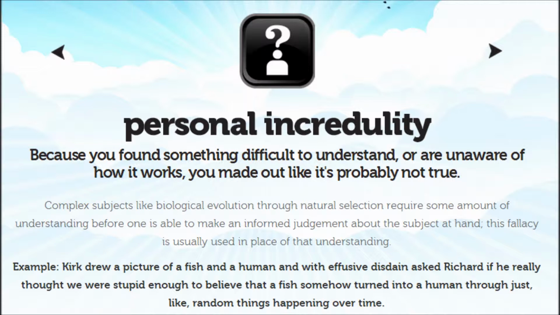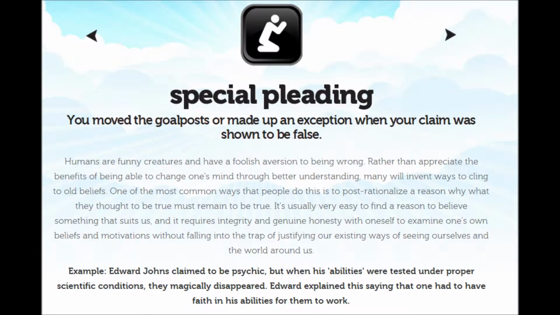10. Loaded question. You asked a question that had a presumption built into it, so that it couldn't be answered without appearing guilty. Loaded question fallacies are particularly effective at derailing rational debates because of their inflammatory nature. The recipient of the loaded question is compelled to defend themselves, and may appear flustered, or on the back foot. Example: Grace and Helen were both romantically interested in Brad. One day, with Brad sitting within earshot, Grace asked in an inquisitive tone whether Helen was having any problems with a drug habit.